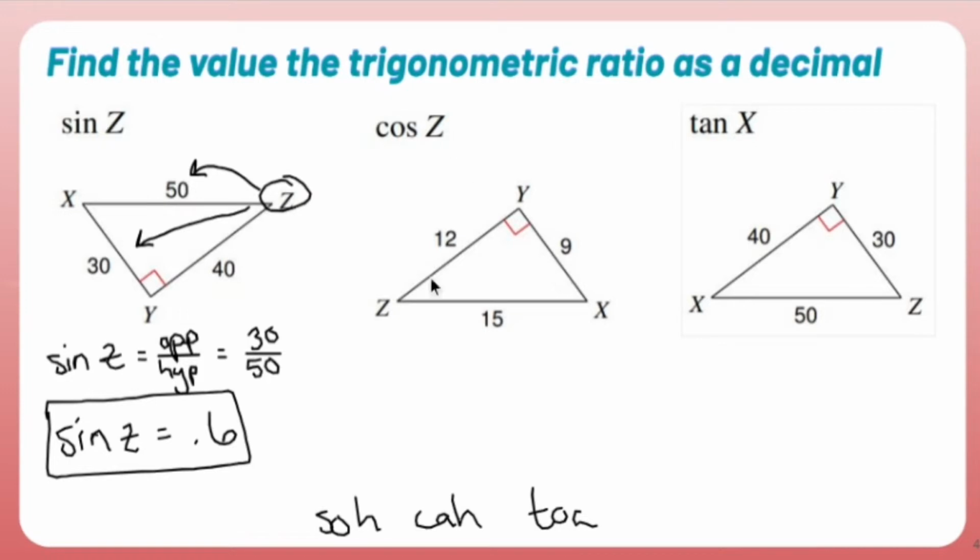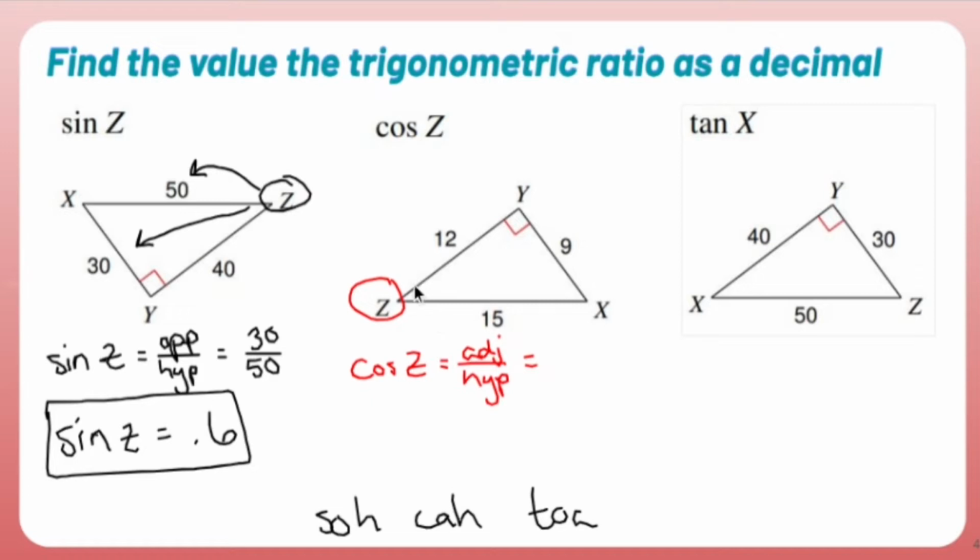Cosine Z. All right, so there's a new Z right there. And cosine is going to use CAH, which I believe is slang for friend. Now, cos Z has me caring about the adjacent side, adjacent means next to, over the hypotenuse.